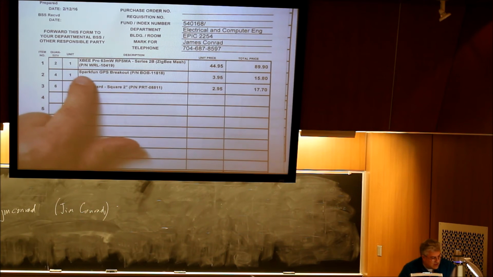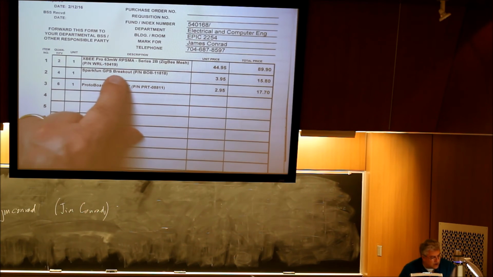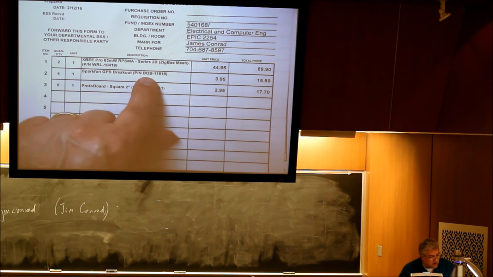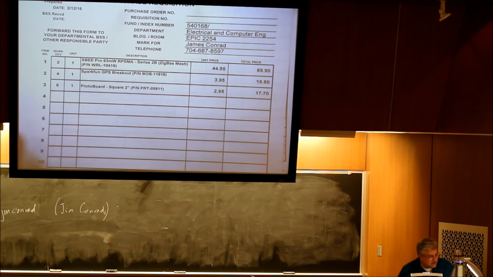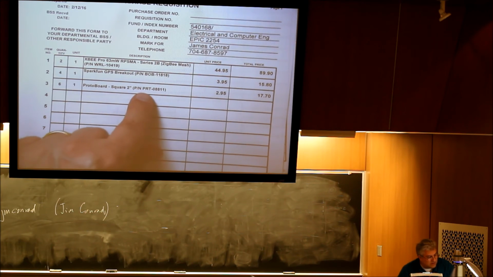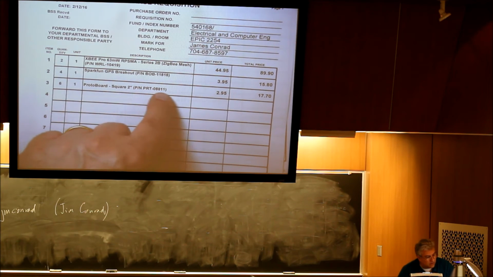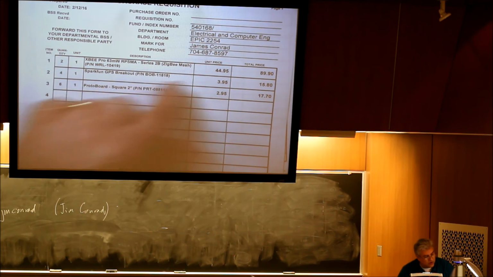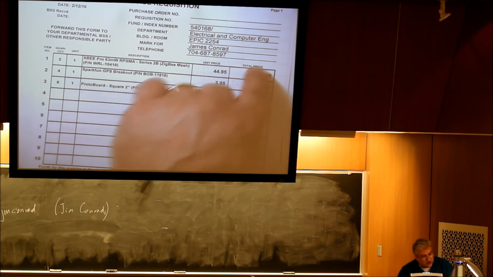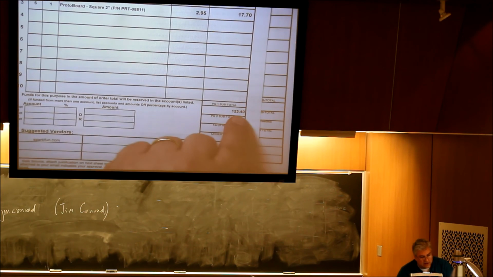Second, GPS breakout with the part number, I like this, Bob, 11818. And protoboard, PRT08811, all right? We put in the quantity of those that we want to order, and the unit price, and it automatically computes that, automatically computes this.